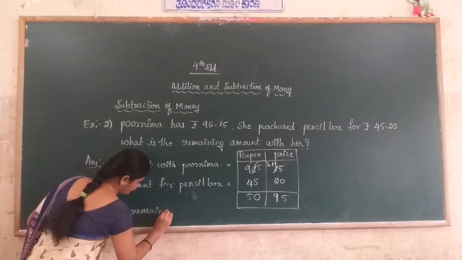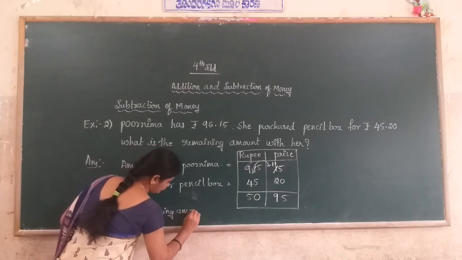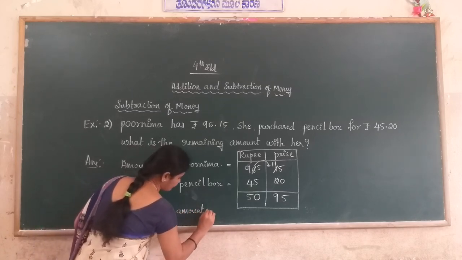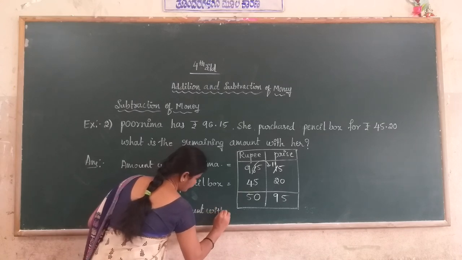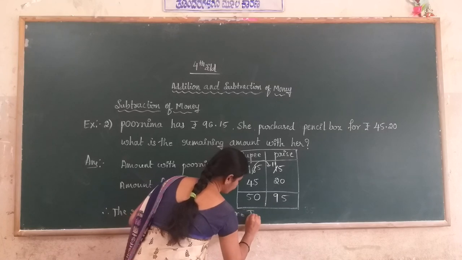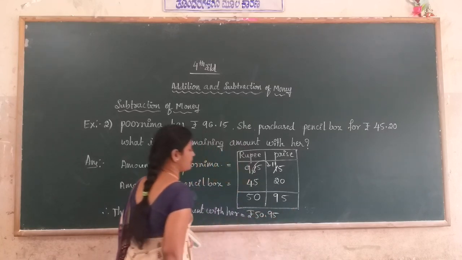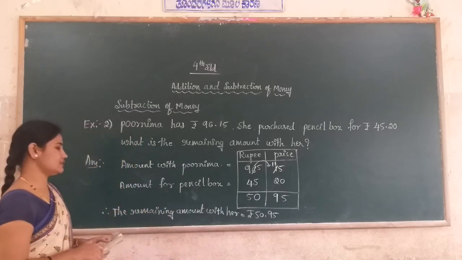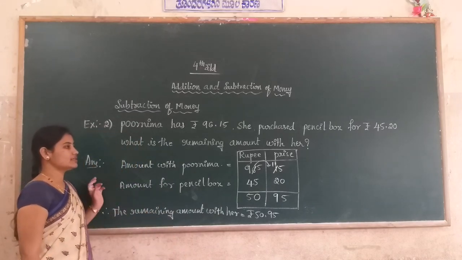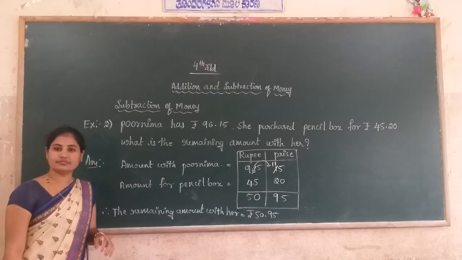Therefore, the remaining amount with her is equal to ₹50.95. Okay, this is the method of solving the statement problem on subtraction.